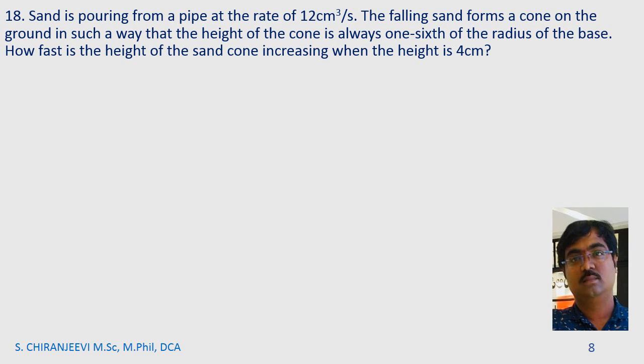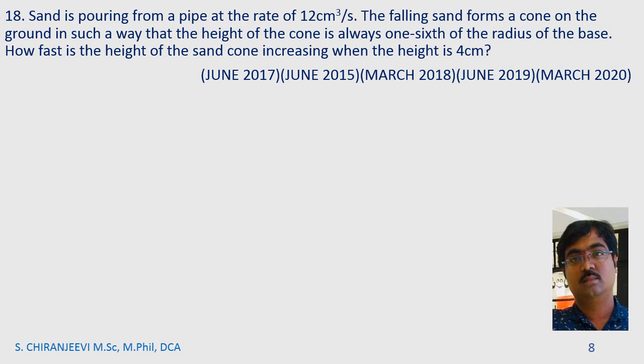Next one, sand is pouring from a pipe at the rate of 12 cm cube per second. The falling sand forms a cone on the ground in such a way that the height of the cone is always 1/6 of the radius of the base. How fast is the height of the sand cone increasing when the height is 4 centimeters? Asked in June 2017, June 2015, March 2018, June 2019 and March 2020.